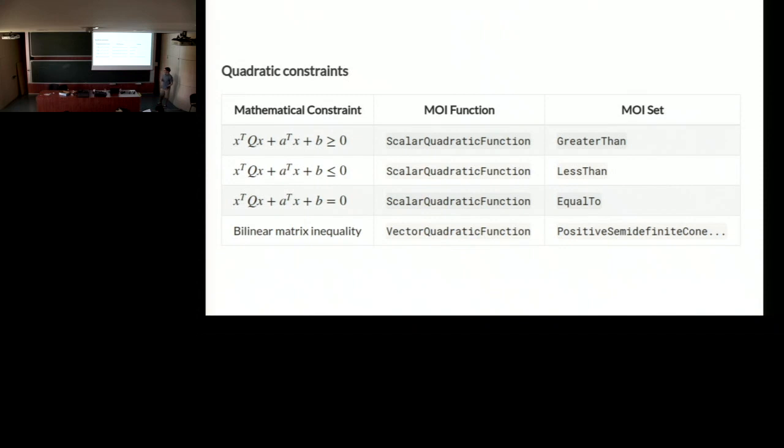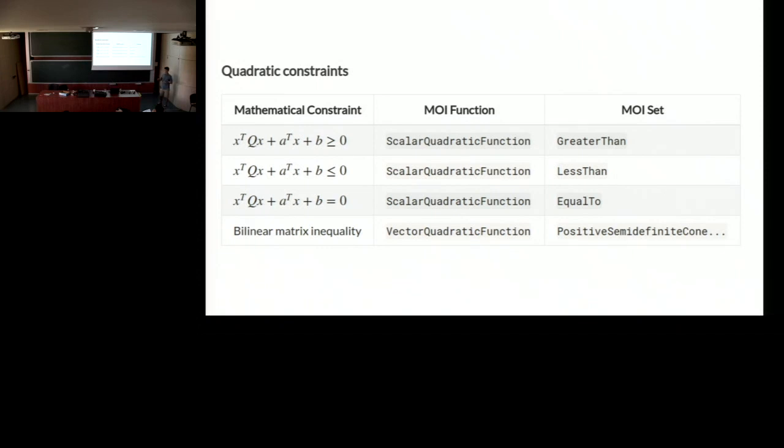Some other things you can do with quadratic constraints: you can define convex and non-convex quadratic constraints. We can now define bilinear matrix inequalities. This was a set that Benoit had wanted to play around with, just by taking a vector quadratic function and saying that it belongs to the positive semi-definite cone, which is another set that we've defined. So that's how you can get to some more esoteric constraints just by combining standard functions and sets.